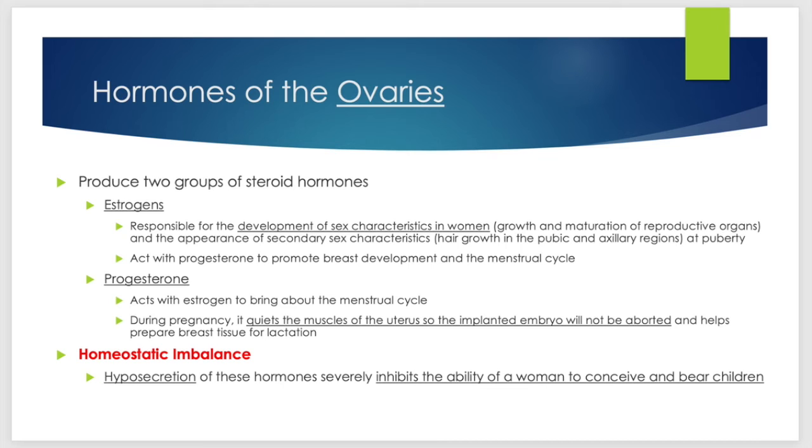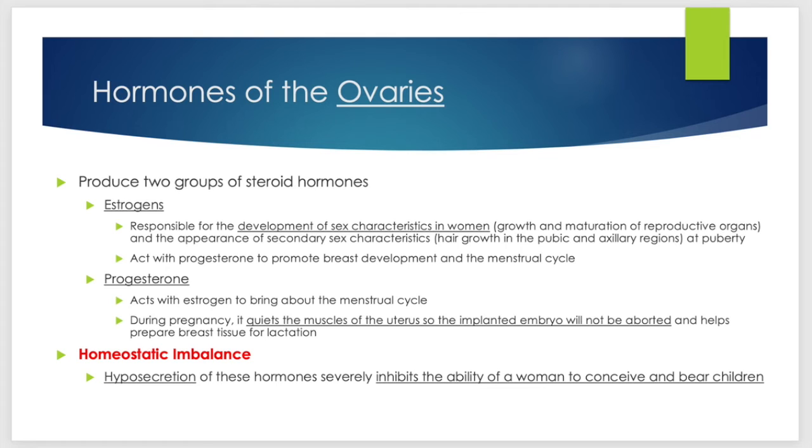Progesterone, again, acts with estrogen to bring about the menstrual cycle. And during pregnancy, it's going to have a role on the muscles of the uterus to allow the implanted embryo to remain there. So progesterone helps to essentially stop the menstrual cycle during pregnancy. It also helps to prepare your breast tissue for lactation during pregnancy.